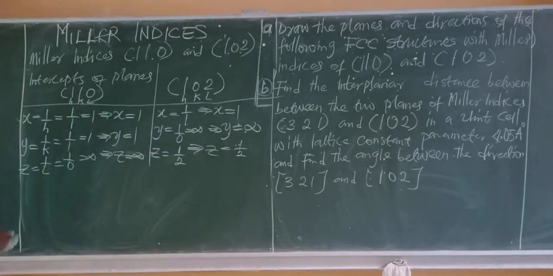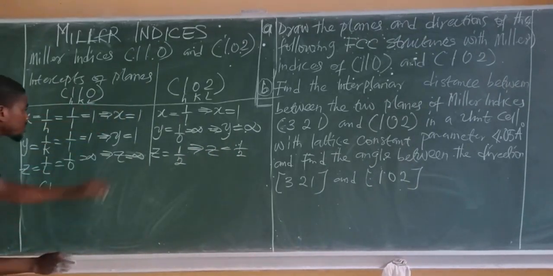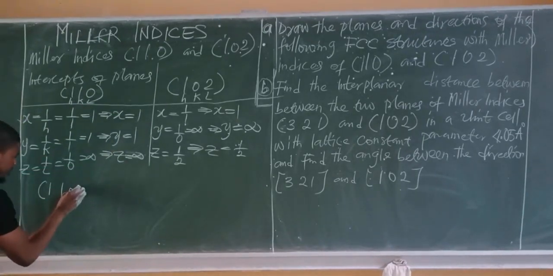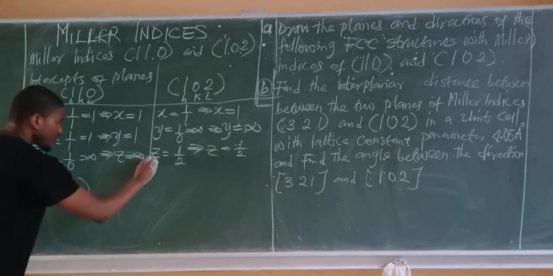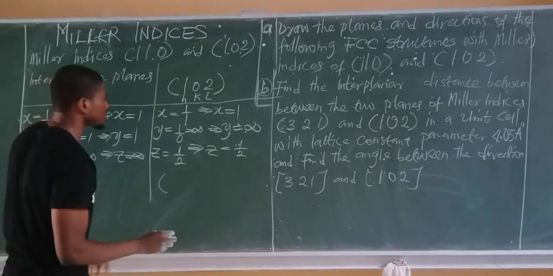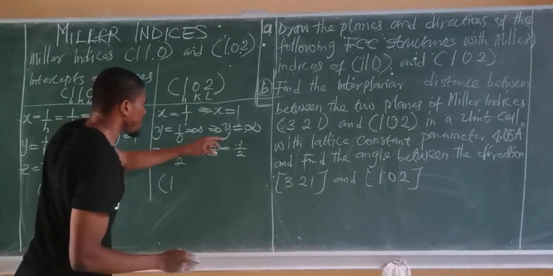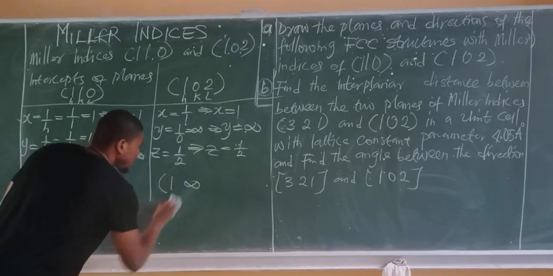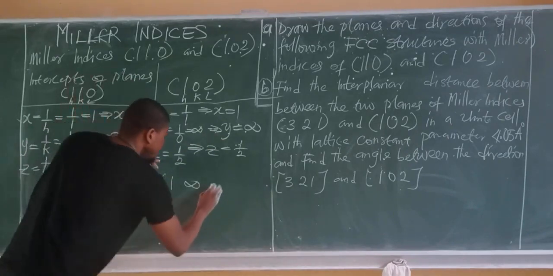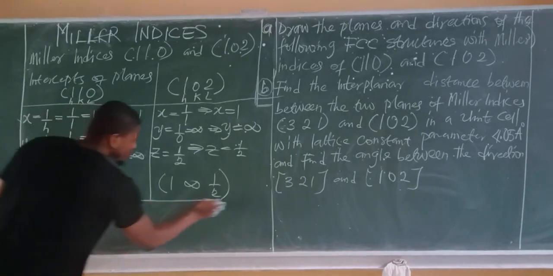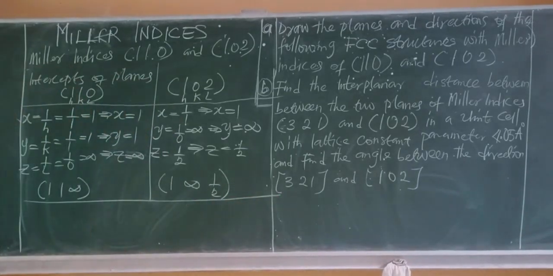So in general, the plane I'm drawing for this Miller index becomes: x is 1, y-intercept is 1, and z-intercept is infinity. This becomes my plane. And for the plane I'm drawing here, the x-intercept is 1, so you put down 1, your y-intercept is infinity, and the z-intercept is 1 over 2. So this becomes the plane which I am going to be drawing for these two structures.